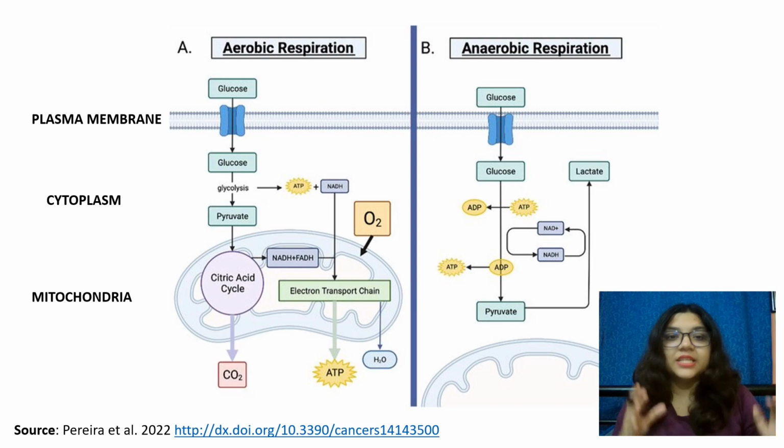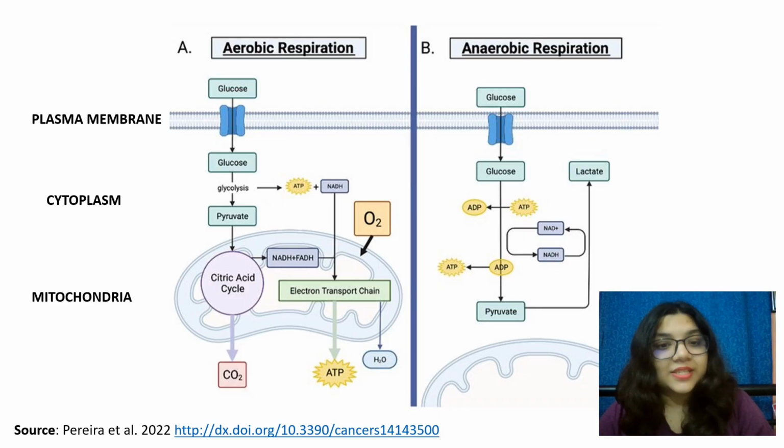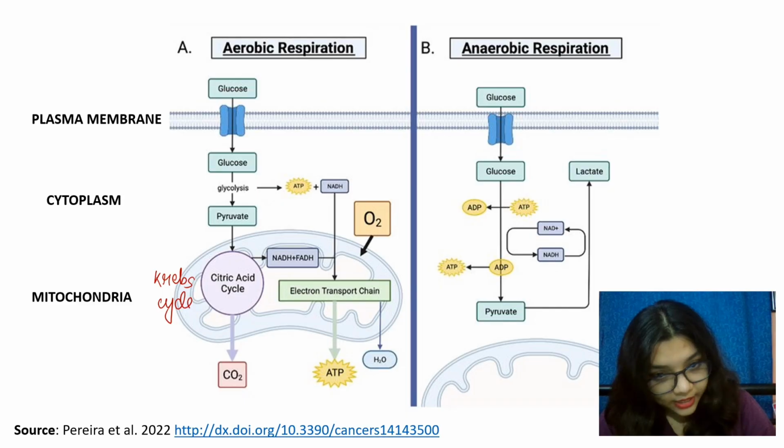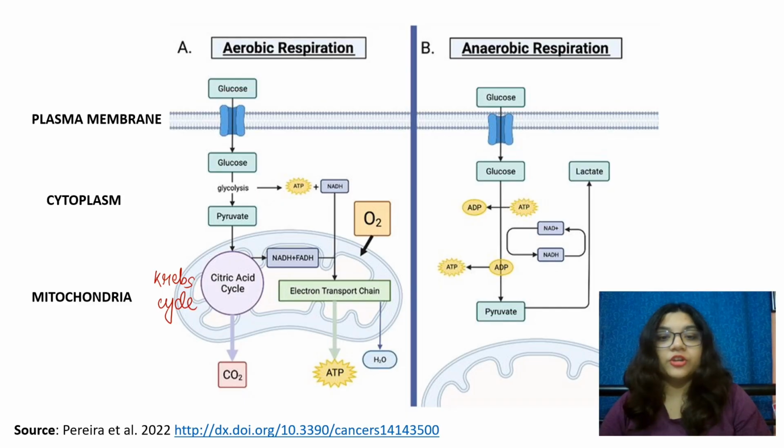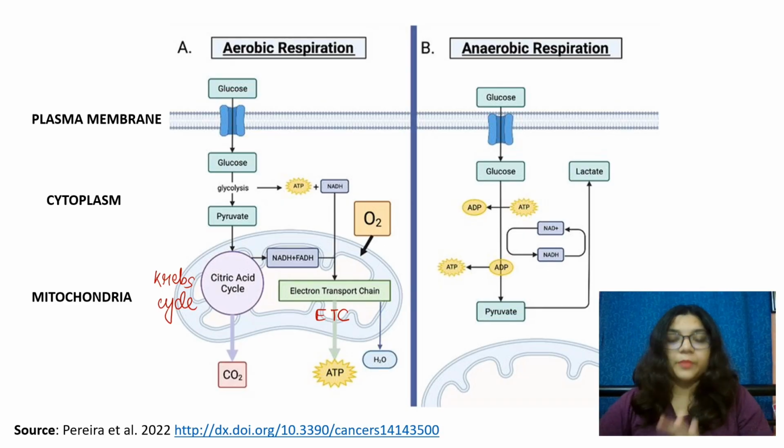The difference is that in aerobic, this pyruvate will now move on into the mitochondria to undergo two other processes. One is the citric acid cycle, which in common words is also known as the Krebs cycle. Then it goes to the electron transport chain, which we abbreviate as ETC. And finally, the process ends. While in case of anaerobic respiration, nothing goes on in the mitochondria. Everything will occur in the cytoplasm itself.